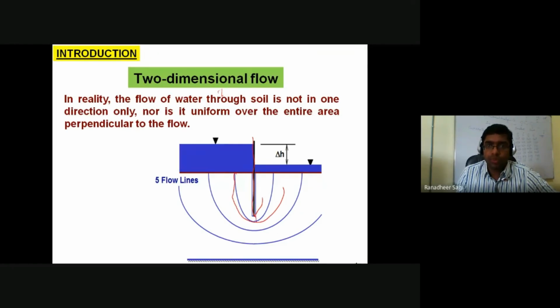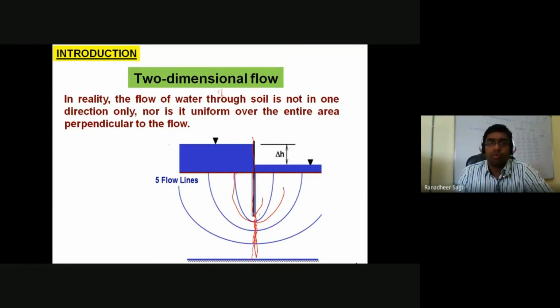Only through this cross-sectional area of the soil strata is the flow trying to happen. Now, because of the introduction of this sheet pile, what is the advantage? We are trying to minimize the seepage losses from upstream to downstream. How come you say that the seepage losses are minimized?